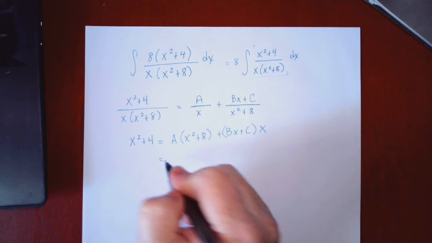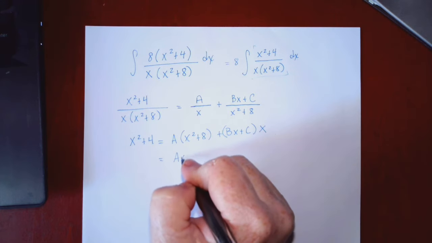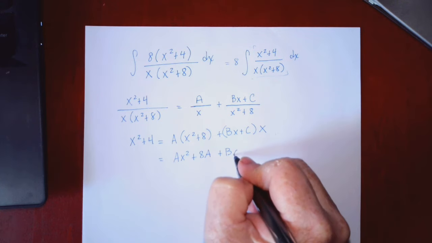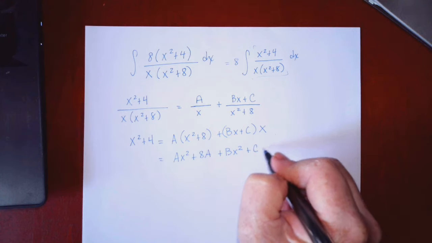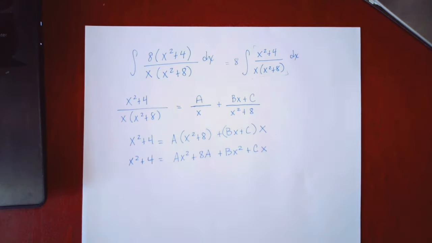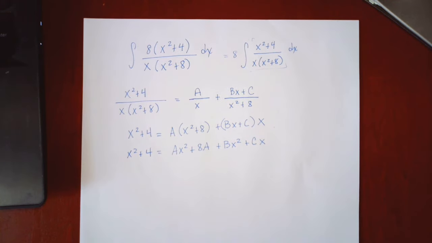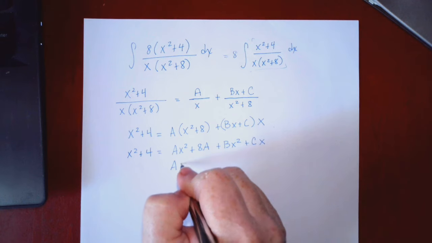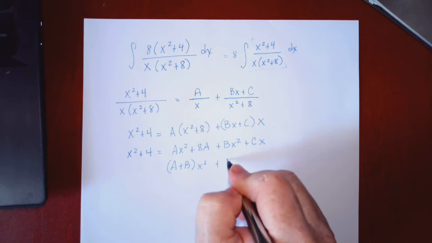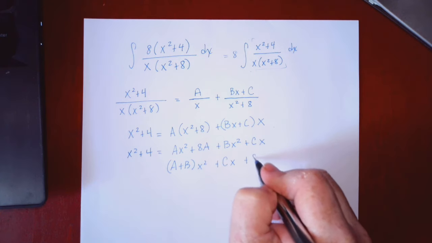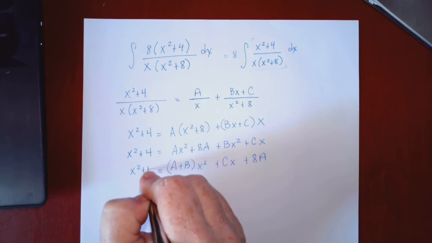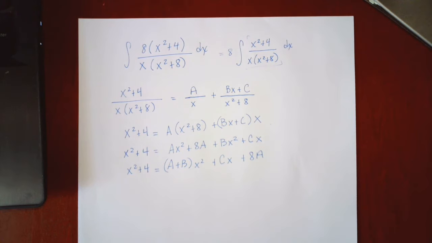And so we will have ax squared plus 8a plus bx squared plus cx is equal to x squared plus 4. So that will be a plus b times x squared plus cx plus 8a is equal to x squared plus 4.